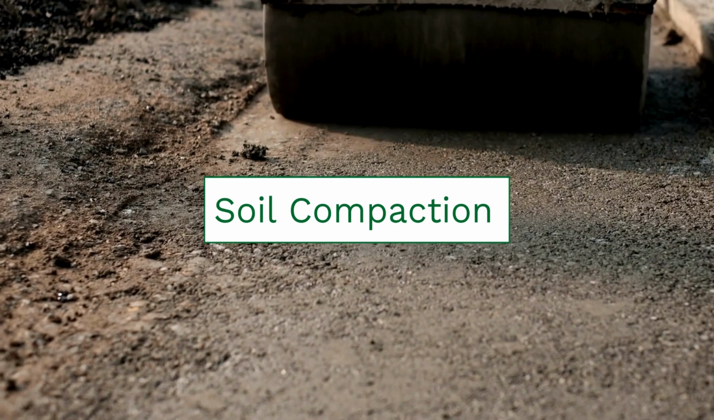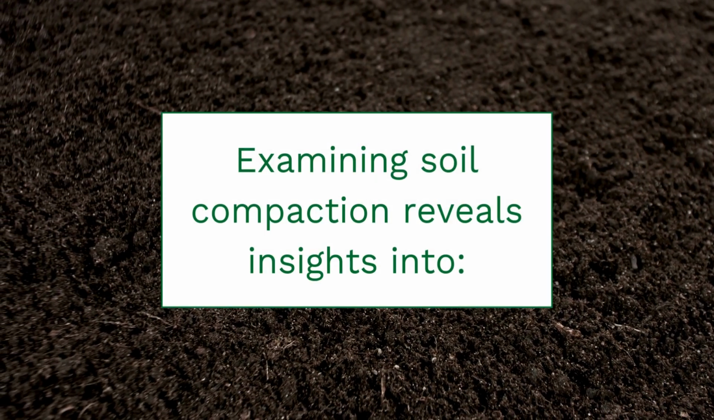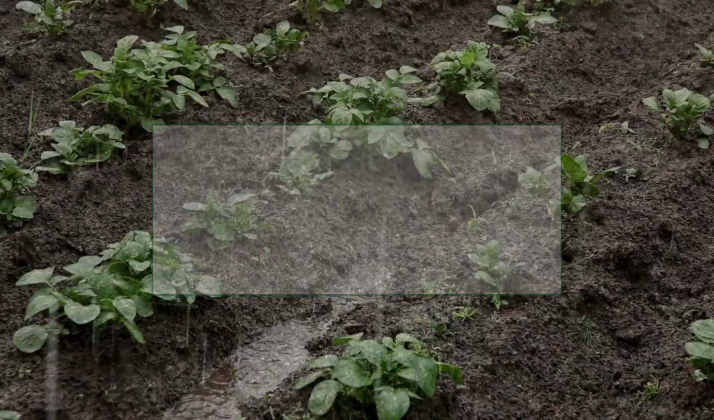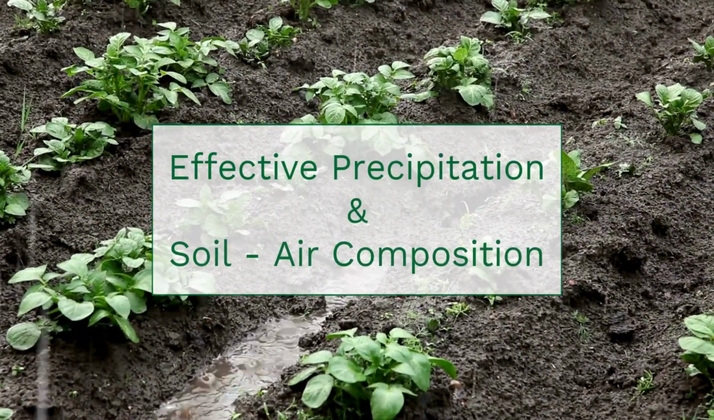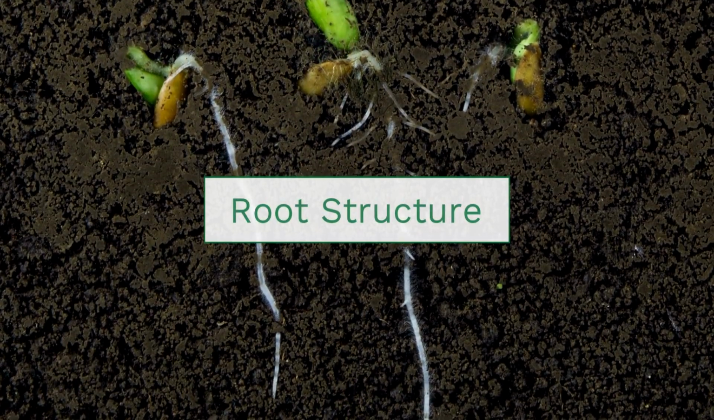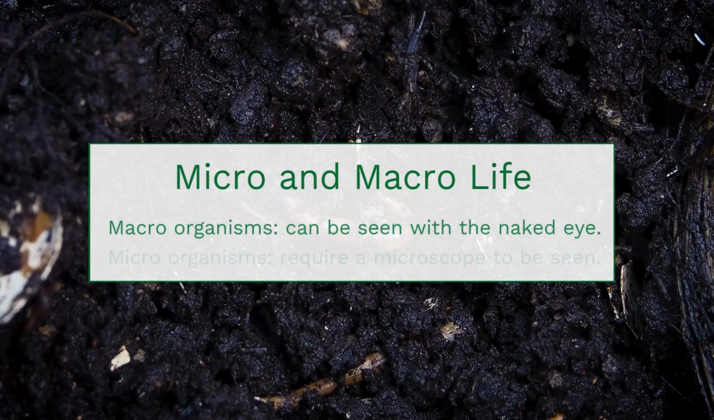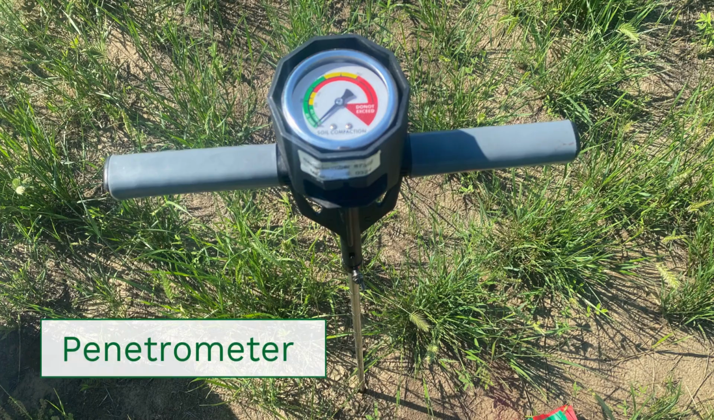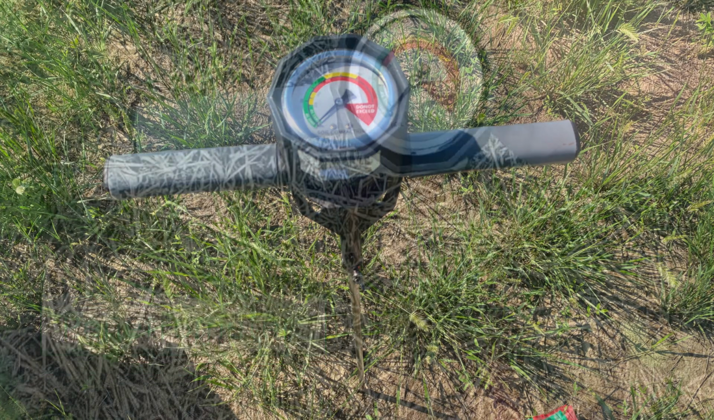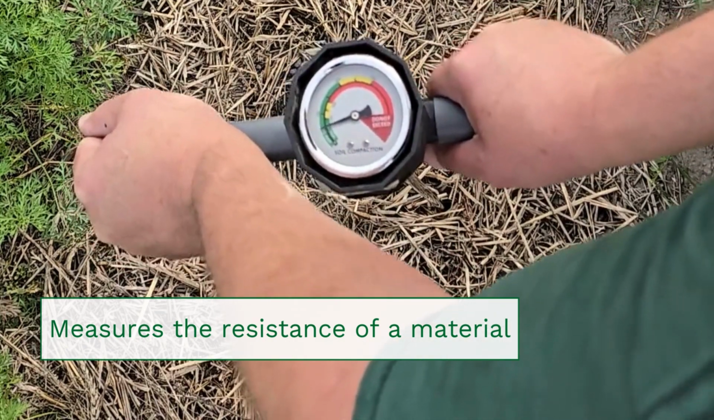In this video, we will show you how to monitor soil compaction. Looking at your soil's compaction gives you an idea of how effectively precipitation and air can infiltrate into your soil, how well the roots can navigate the soil space, and how much space there is for both macro and microorganisms to inhabit your soil. Soil compaction is measured using a penetrometer, which tells you the amount of pressure that must be exerted on the soil in order to push through it.